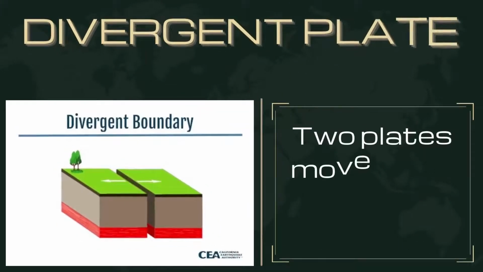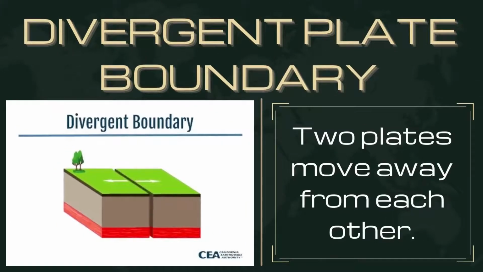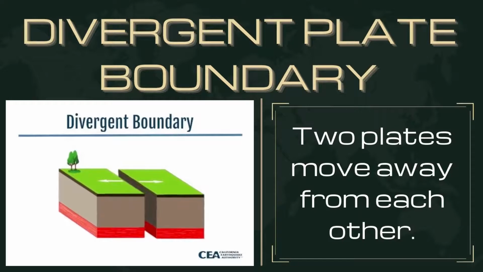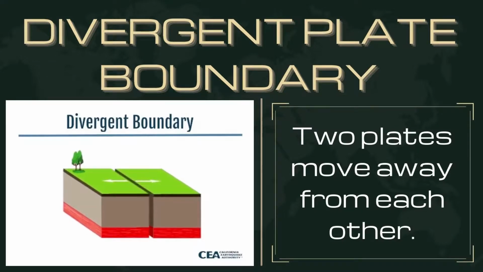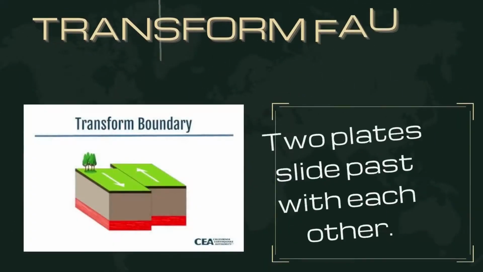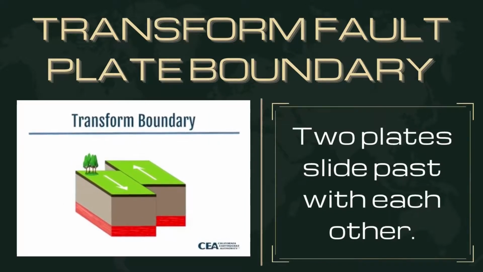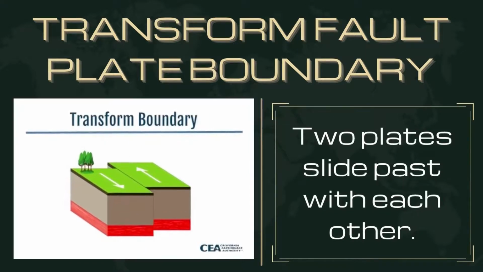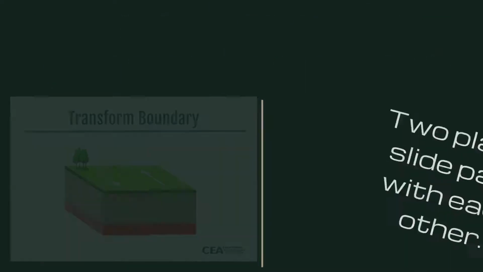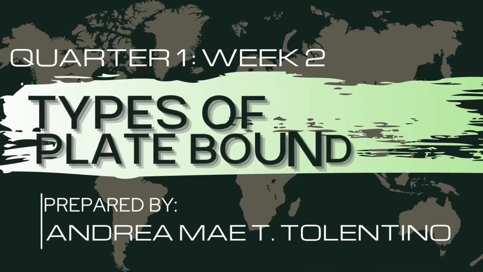Next is a divergent plate boundary. It is the opposite of convergent plate boundary. It happens when two plates move away from each other. And lastly is the transform fault. It happens when the plates slide past each other. So those are the three types of plate boundary.